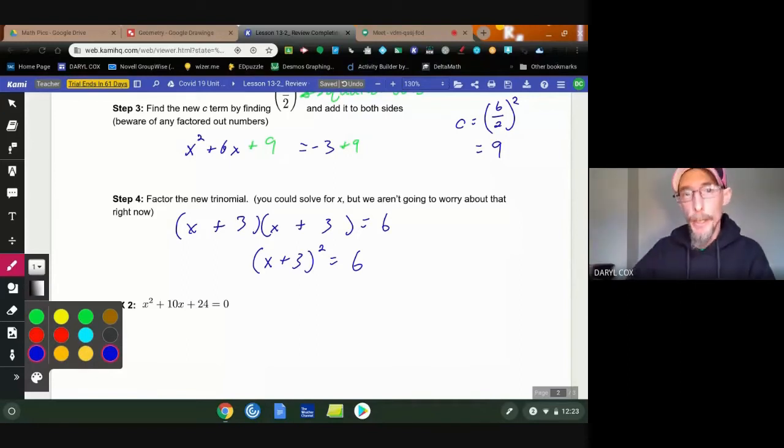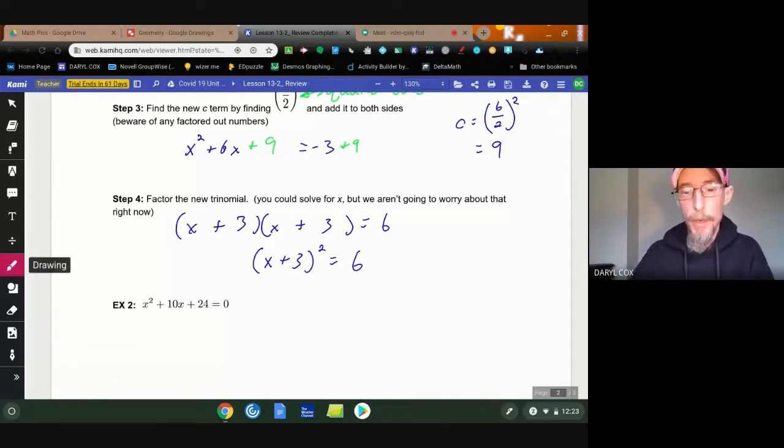Now, at this point in your algebra class, you might solve for x. You take the square root of both sides, you subtract 3 on both sides, and you get what x equals in 2 different ways. We're not interested in that, to be honest. I don't care what x is, okay? I want you to be able to get it into this form, okay? So let's do another example, step by step, and see how this works out again.